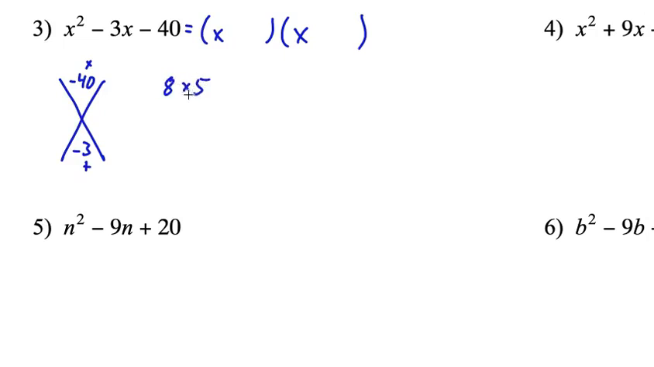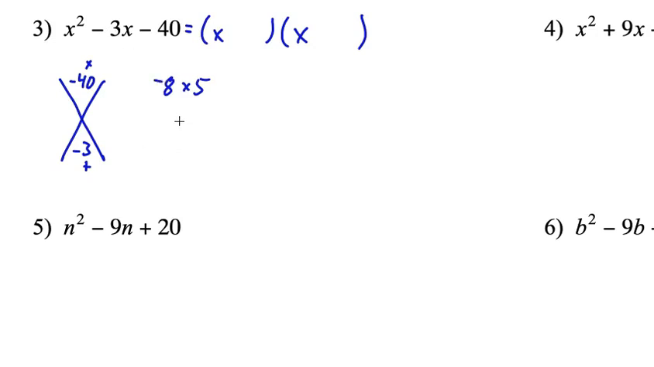Well, we know that 8 times 5 equals 40, and we need one of those numbers to be negative so that the product is negative. Now, notice when we combine like terms, we're going to have a negative number there. So that means the larger number needs to be negative, because when you add two numbers and one is positive and one is negative, we use the sign of the larger number.